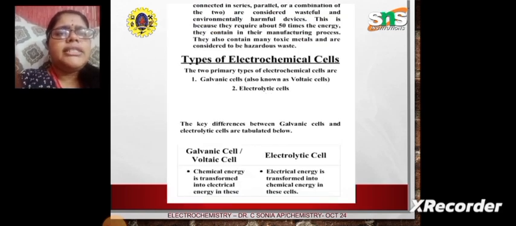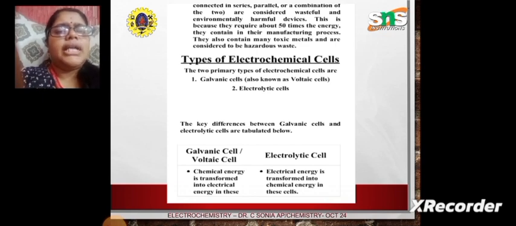And they are connected in series or parallel combination of the two. They are considered wasteful and not environmentally harmless devices. This is because they require about 50 times the energy they contain in their manufacturing process. They also contain many toxic metals and are considered to be hazardous waste. So next is the types.